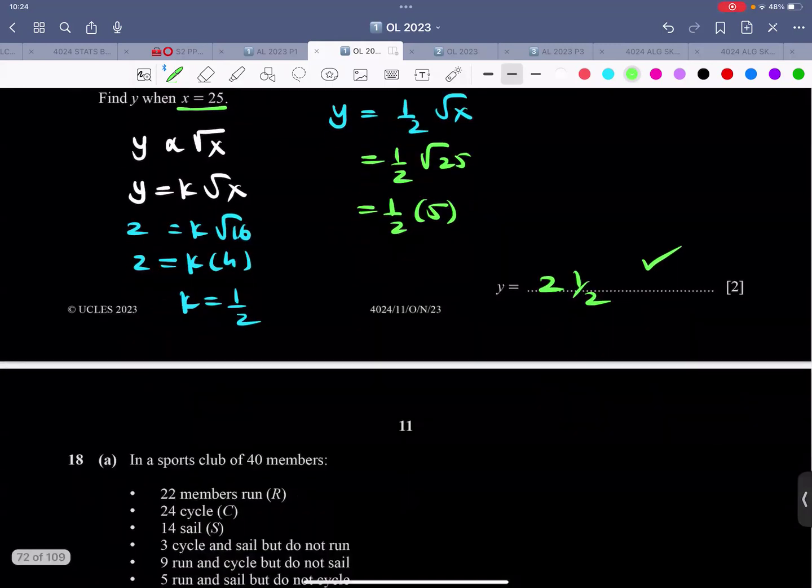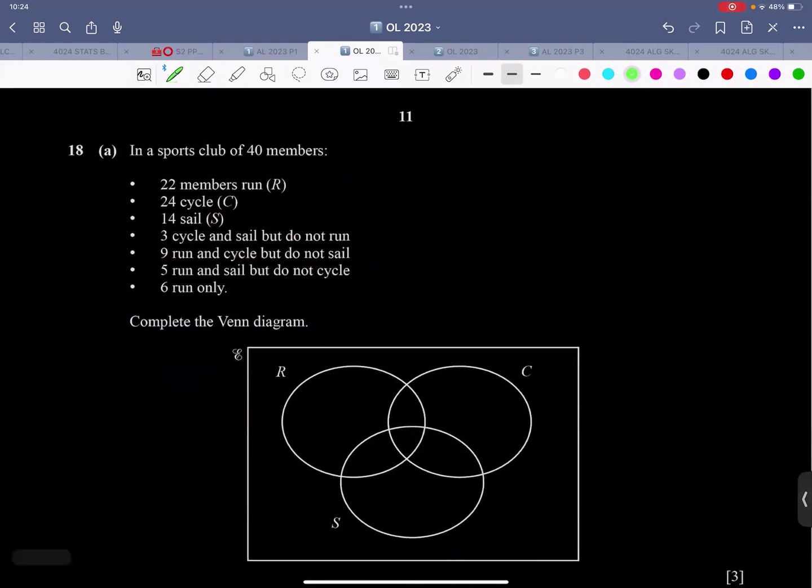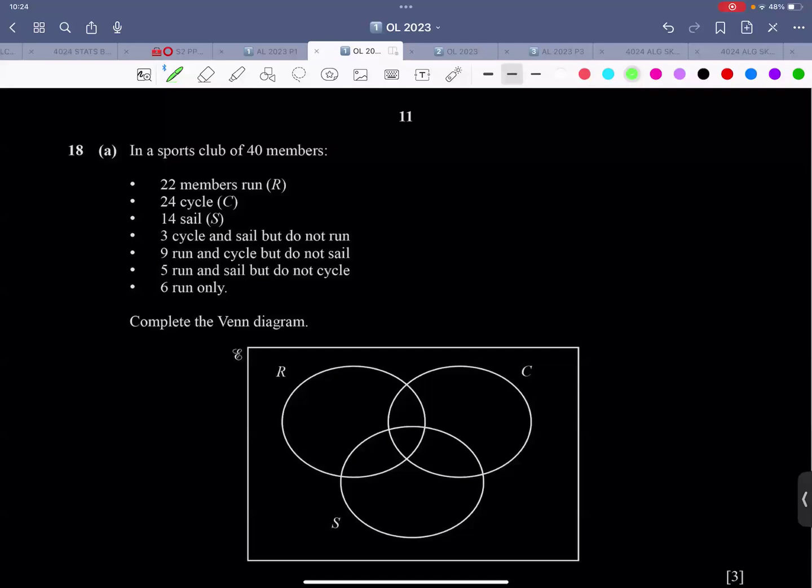Question 17 is done. Now question 18. Read it very carefully. There are 22 members who run. Let me focus with the green color. So they belong to this category, that is 22. So everything over here, over here, over here, over here should add up to 22.